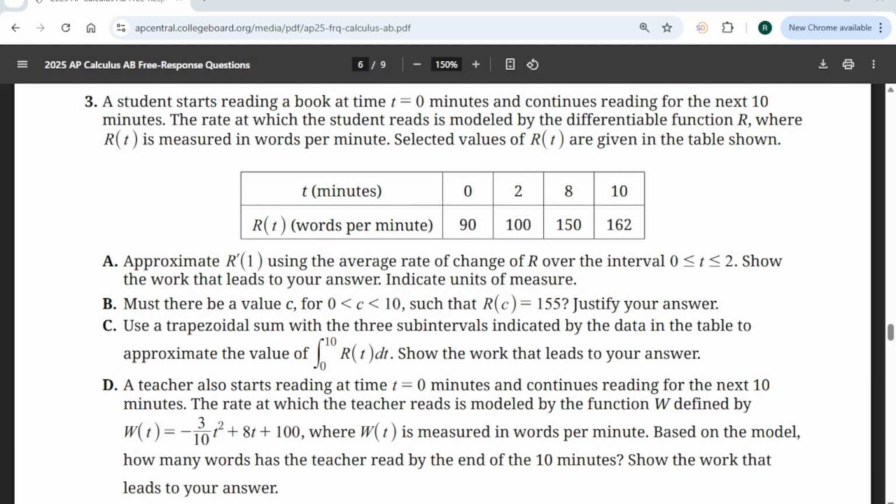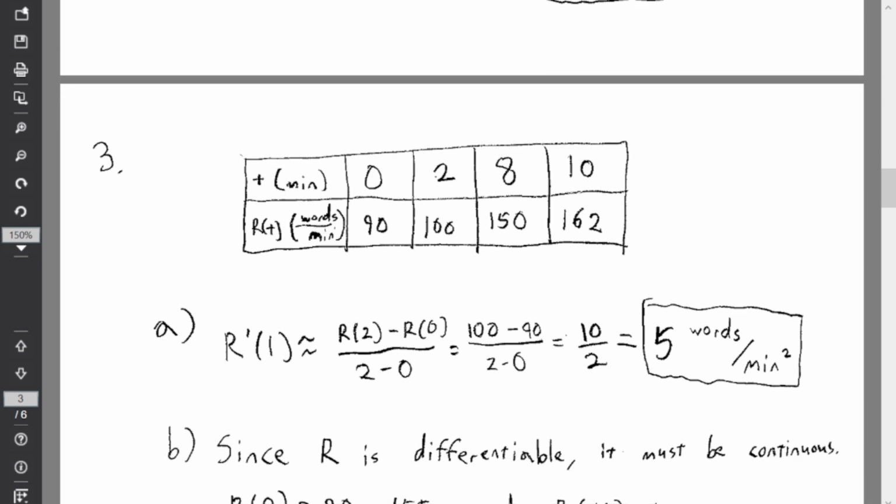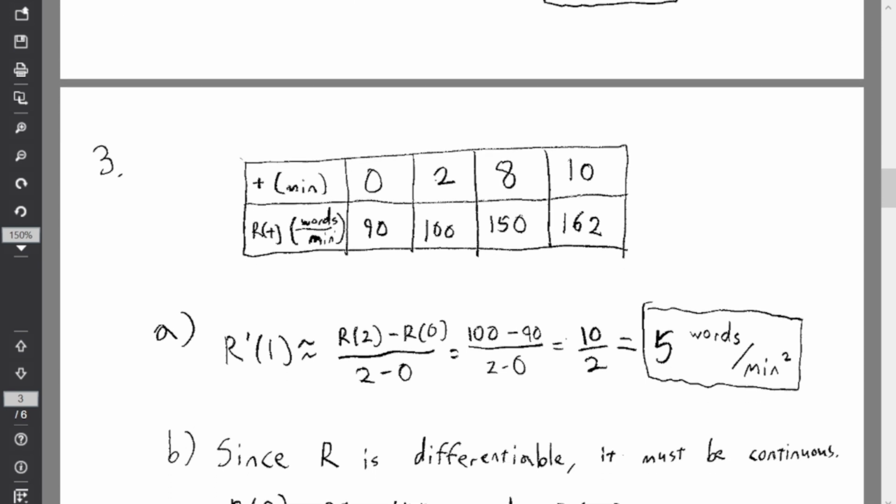Then part B, it's asking whether r of c reaches 155. This is an intermediate value theorem question. So first, to use intermediate value theorem, we need to say that the function is continuous. So we're going to say that by saying that, hey, r is differentiable, and if r is differentiable, it's continuous.